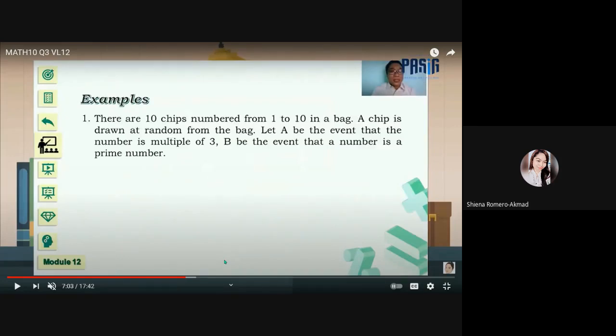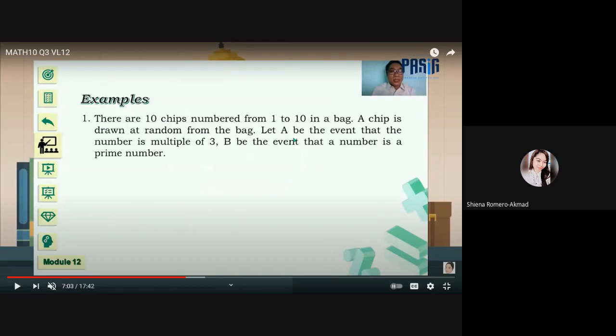Example natin, ito yung kanina. Paano kapag we are given a bag that has 10 chips and it is numbered 1 to 10, and you have to draw one chip from the bag at random? So ano yung event A natin? Event A natin is that the number is a multiple of 3. So 1 to 10, ano-ano yung mga multiples of 3? 3, 6, 9. So event A includes elements 3, 6, 9.